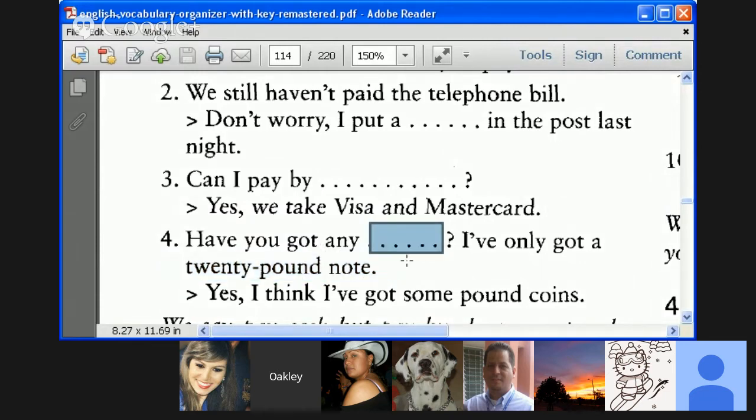So this is very common. Can I get change for a 50? Can I get change for a 20? You don't want to have that large amount of money. Okay?